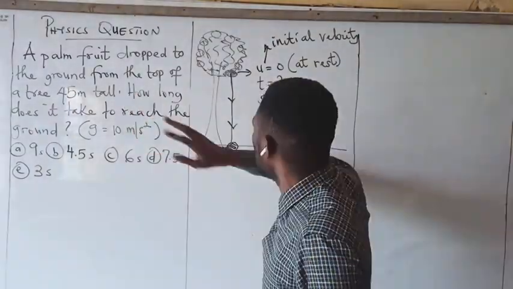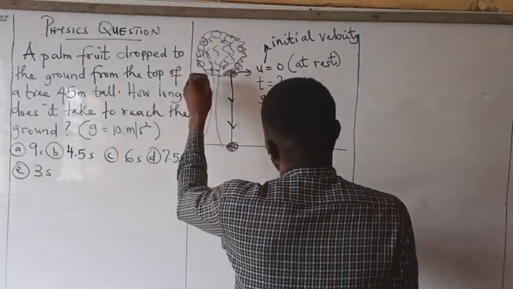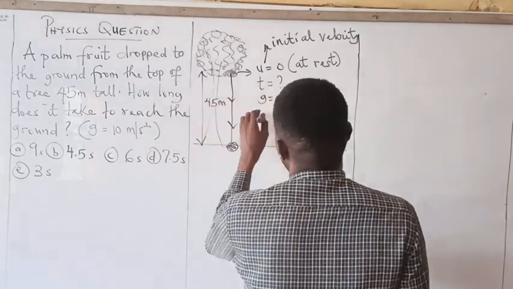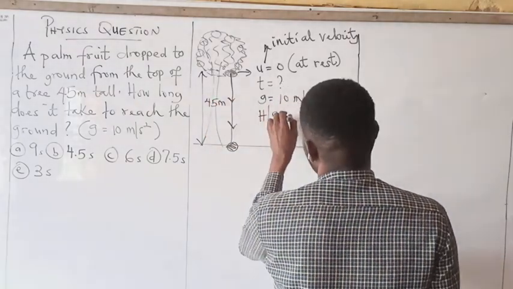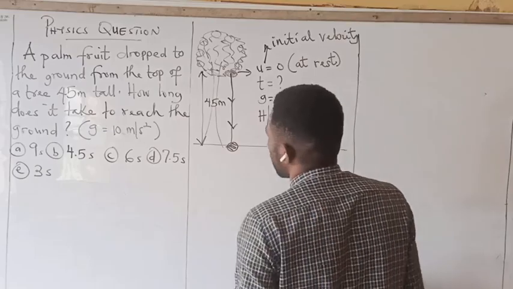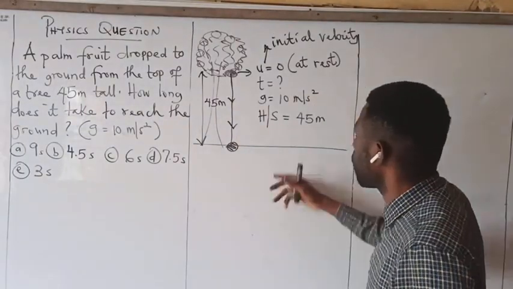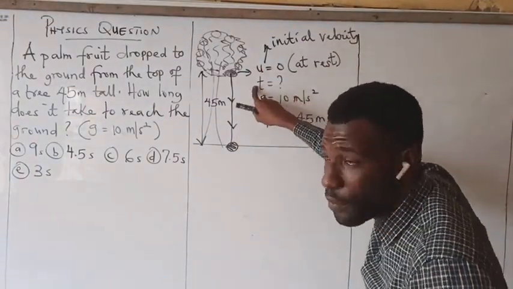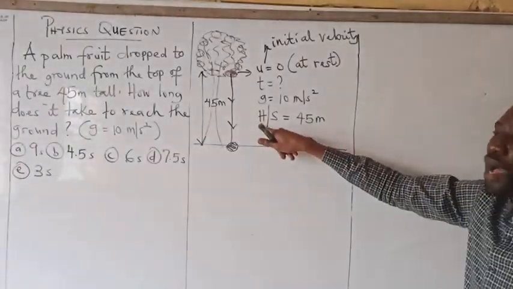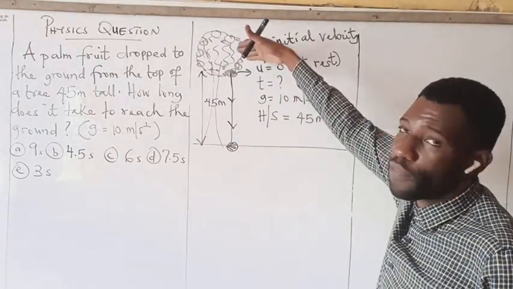Now, they give us something else. The tree is 45 meters tall, so the height of the tree is 45 meters. So that is the height, or vertical distance, 45 meters. Now, this is a case study of an equation of motion with respect to gravity. So we have our initial velocity, we have the time, we have our acceleration due to gravity given to us in the question, and then we have the height of the tree, or the vertical distance through which the fruit fell.